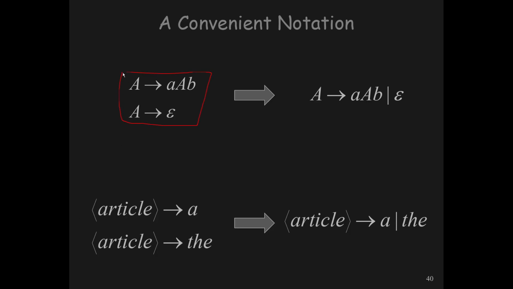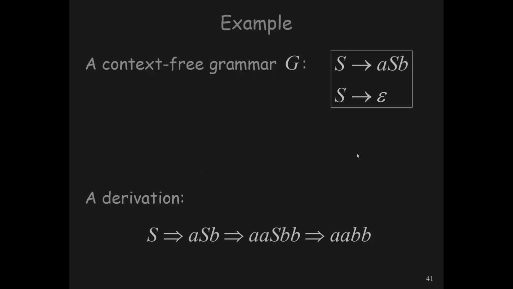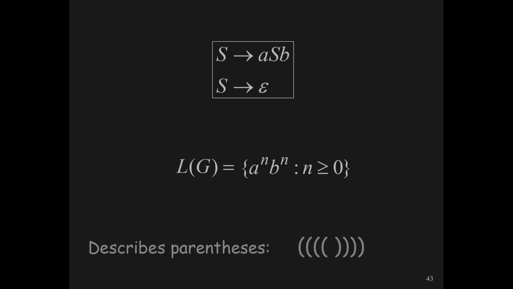Notation here. If you have two or more productions that have the same variable on the left, then you can just put both of the results and separate them with this pipe, okay? So if A can produce AAB or it can produce empty, right? This is what the pipe means. A produces AAB or empty. Similarly, with the article that we saw earlier, article produces A or the. Okay? Moving on.